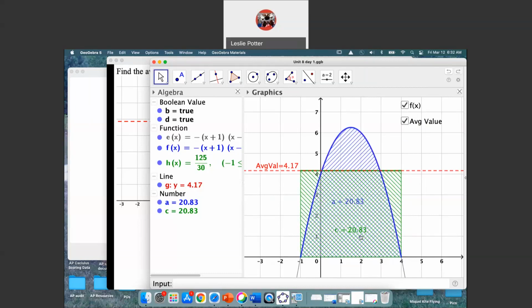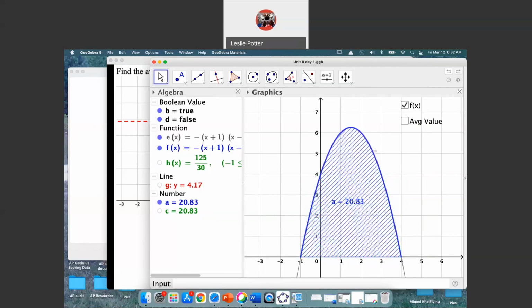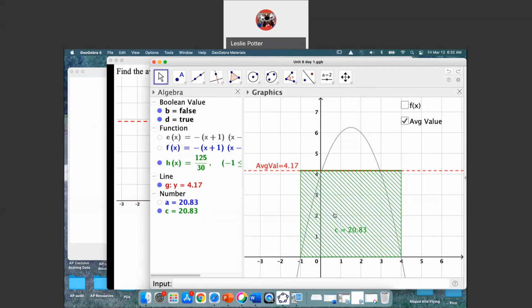So that is the definition of the average value. I want to take this irregular blue shape and replace it with this green rectangle. The idea of having a constant function here is saying I don't want my function values to vary from 0 to a little over 6. I want my function values all to be the single value, which ends up being 4.17.